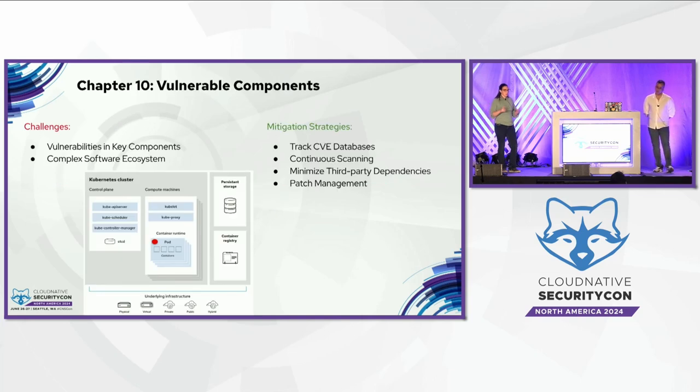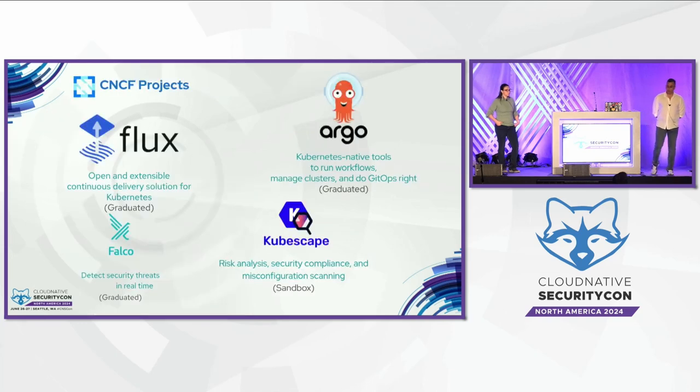And so then the last one, I mentioned earlier that we are using open source projects. We're pulling them into our offering. That comes with a whole series of risks, which can include vulnerabilities in things that we really rely on, and maybe things that we don't super well understand as things go further and further up the dependency tree. Mitigation strategy is using the common vulnerability database, continuous scanning, minimizing the third-party dependency, downloading the images from the trusted registry, and patch management.